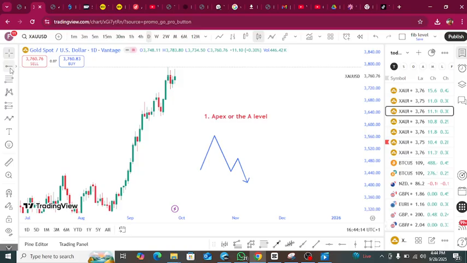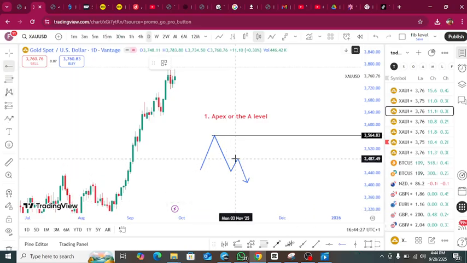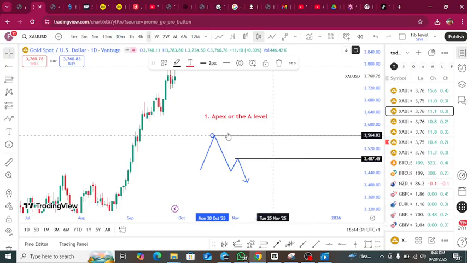Now, this level is called the A level. This edge is also called the A level. Because it's at the edge, it's called apex. So this level is called A level. This is also called A level.